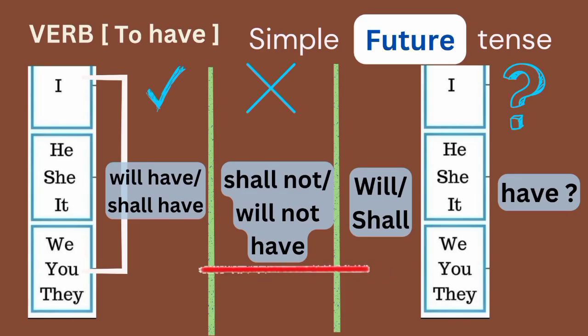In the negative form, shall not have or will not have also will remain the same for all the subject pronouns. For example, I shall not have my dinner at 7 p.m. You shall not have, we shall not have, they shall not have, he, she, it shall not have, or will not have. In the interrogative or the question form, that will be will I have, or shall I have, will he, it have, and so on.